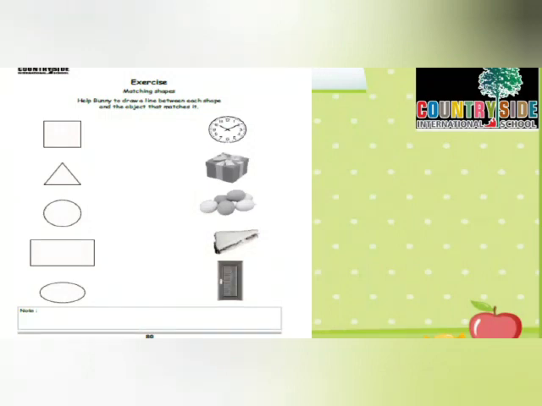Now this is our page number 80. Matching shapes. Help Bunny to draw a line between each shape and the object that matches it. Here the shapes are given on one side and the objects related to the shapes on the second side. So here we have to do the matching. So let's start. What is the first shape given? It is a square. On the next side, we can see a gift with the square shape, right? Now it's triangle, and on this side we can see a yummy sandwich in a triangle shape.